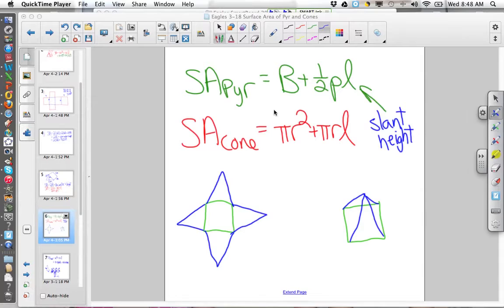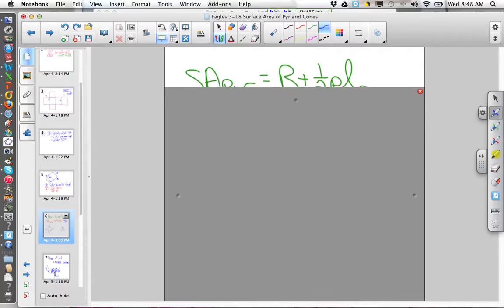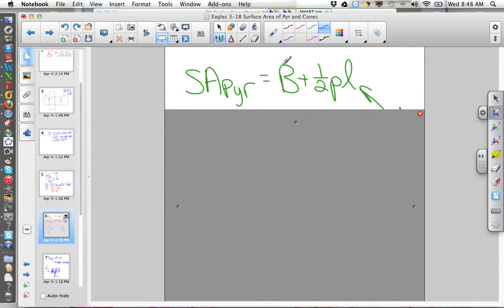Today we're going to talk about the surface area of a pyramid and of a cone. So first, here's the formula for the surface area of a pyramid. What you want to notice is that there's only one base. So we're comparing this to the surface area formula of a prism. So there's only one base.